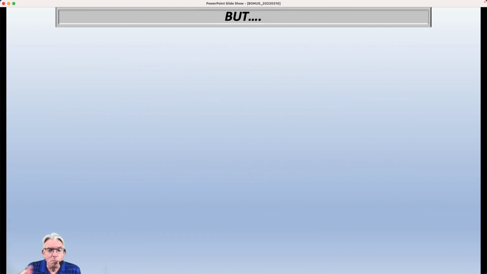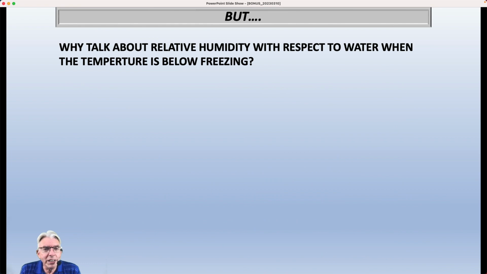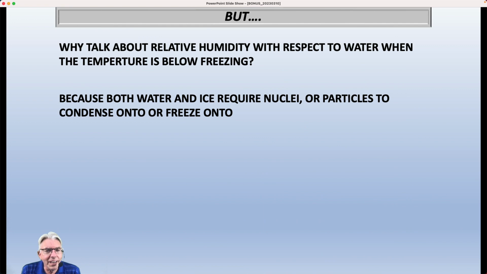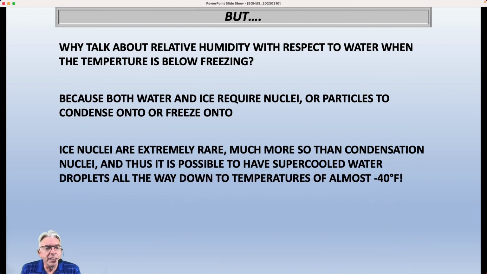Now, last page. But, and it's a big but, why talk about relative humidity with respect to water when the temperature, oh, I misspelled temperature there, I'm sorry, is below freezing? Well, it turns out that both water and ice require nuclei, or particles, to condense onto or to freeze onto, okay? Ice nuclei are extremely rare, much more so than nuclei that water vapor can condense onto. And thus it is possible to have what we call supercooled water droplets all the way down to temperatures of almost 40 degrees below zero.